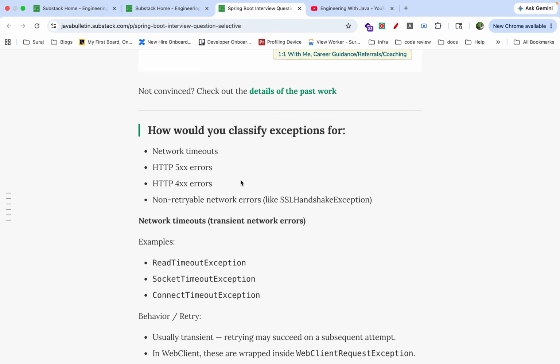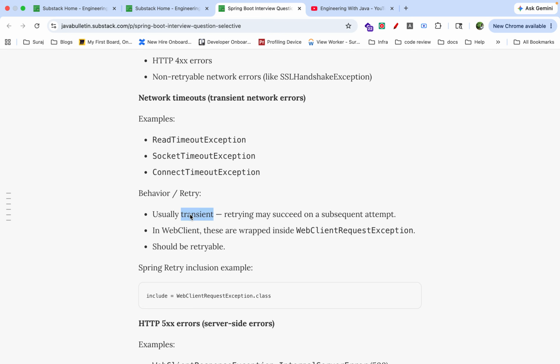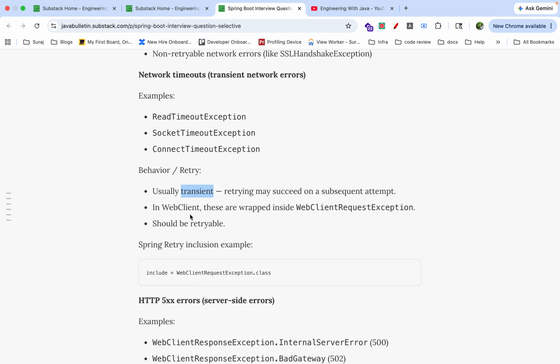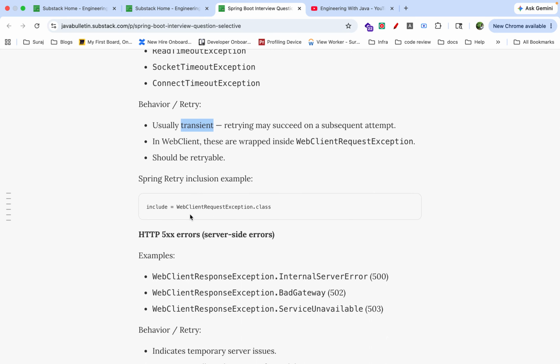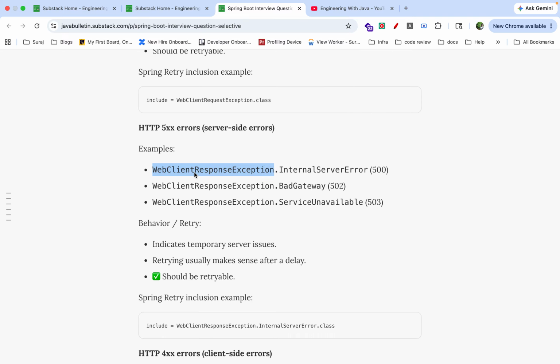But there are error codes that we should be able to retry. So we should have a retry logic for them. So we should be able to classify based on the kind of exception here. So network timeouts, read timeout exception, socket timeout, connection timeout. These are basically transient and they should be retriable because we can keep retrying them and eventually they will be a successful attempt. If it's not, we end up failing it, but there are chances that this will recover. So some of the examples here, 500, 502, 503.